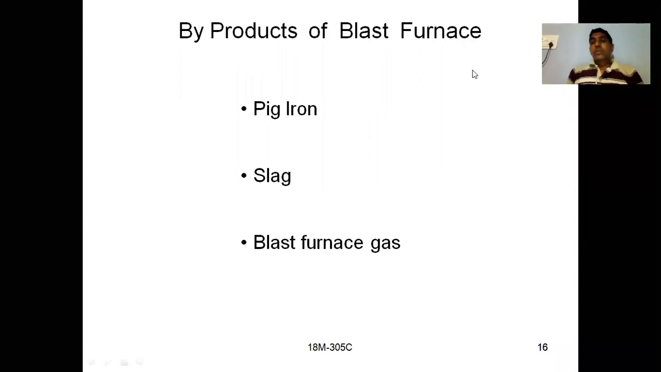Okay, so if you go for the summary, what we have studied, so first we have discussed what is a pig iron. So how you are going to get pig iron, right? When the iron ore is reduced in the blast furnace, you are going to get pig iron, right? So that is, it is not having good properties, so it is not usable for industrial applications.